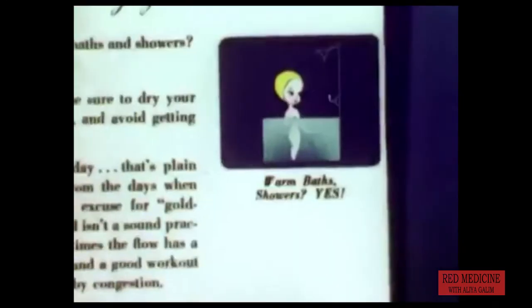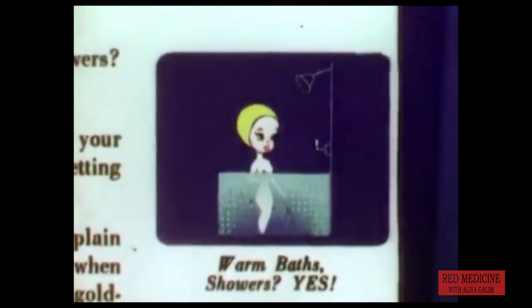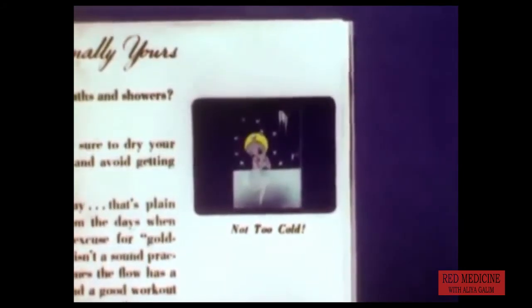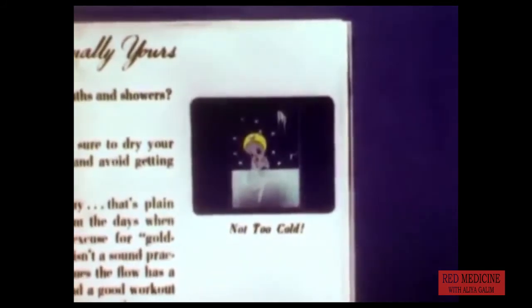Among other things, the booklet explodes that old taboo against bathing during your period. Not only can you bathe, you should bathe. Because during menstruation, your perspiration glands are working overtime. Just be careful to avoid either very hot water or very cold water. In fact, it's not a good idea at any time to shock your system with extremes, any more than to let yourself get chilled or to catch cold.